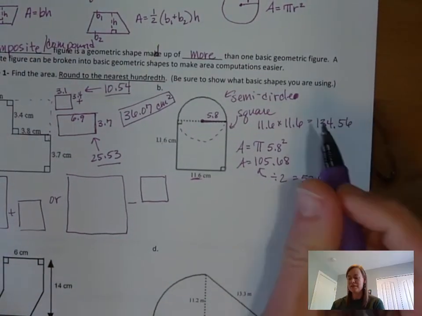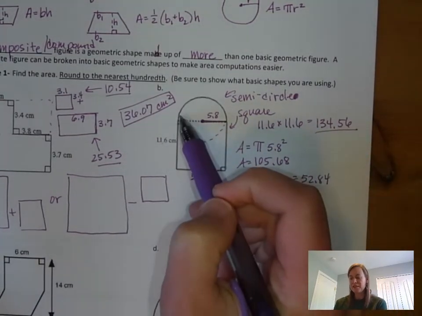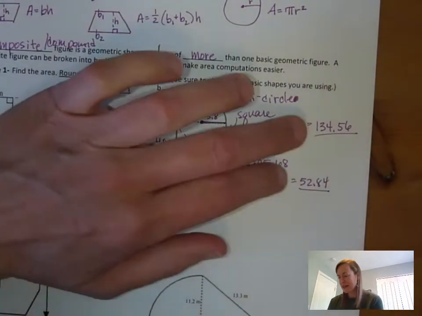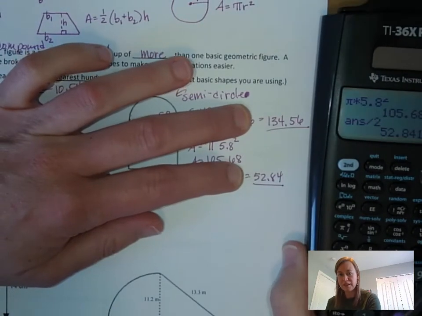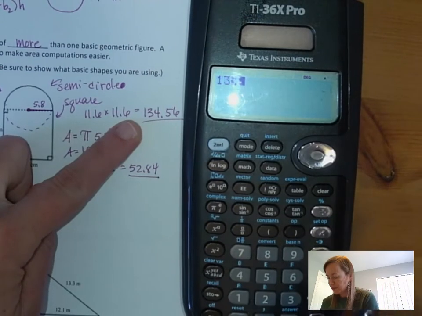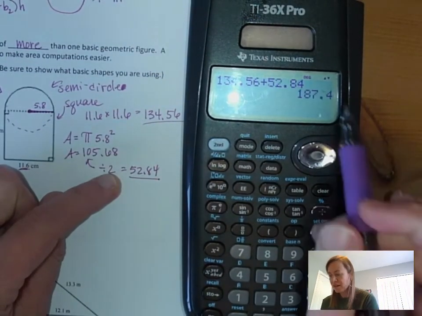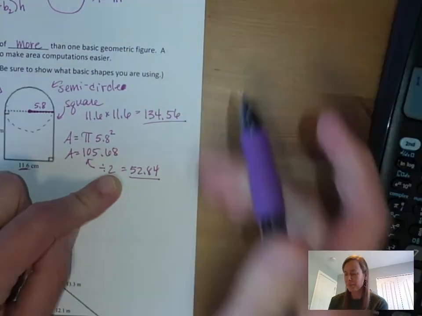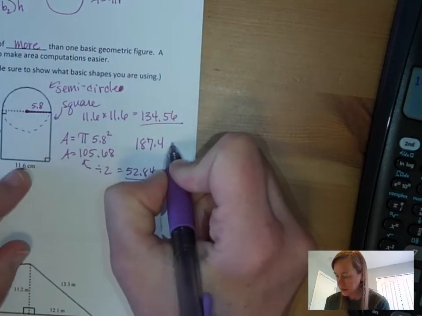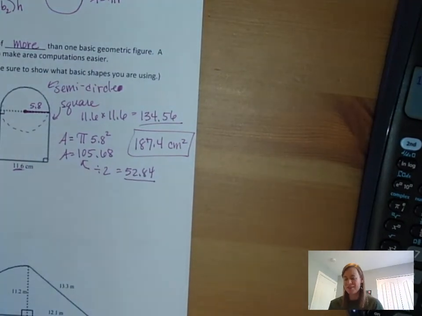Okay, we're almost done. Now we already knew the area of the square, it was this. We just found out the area of the semicircle, and it was this. Let's add those two together to get the total area. So let's get 134.56 plus 52.84 equals 187.4. And the units, centimeters squared. And we're done with that one.